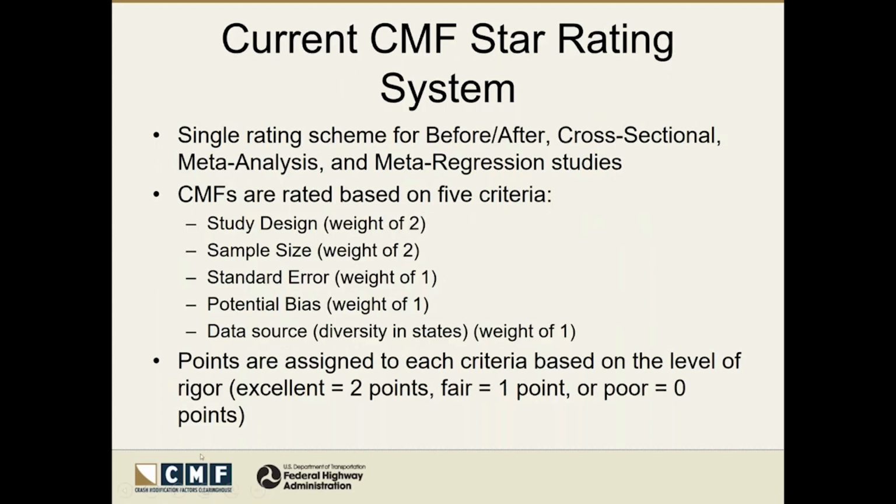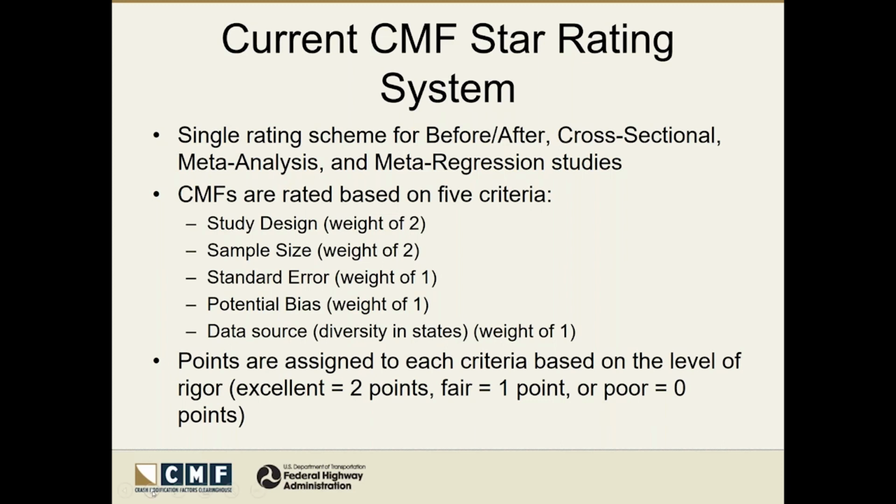Okay, so the old scheme was a single rating scheme for all types of studies: before, after, cross-sectional, meta-analysis, or meta-regression. And regardless of study type, there were 5 criteria used to establish the star rating, and then there were corresponding weights as illustrated on this slide. Study design had a weight of 2, sample size a weight of 2, and then standard error, potential bias, and data source were each weighted with 1 unit.